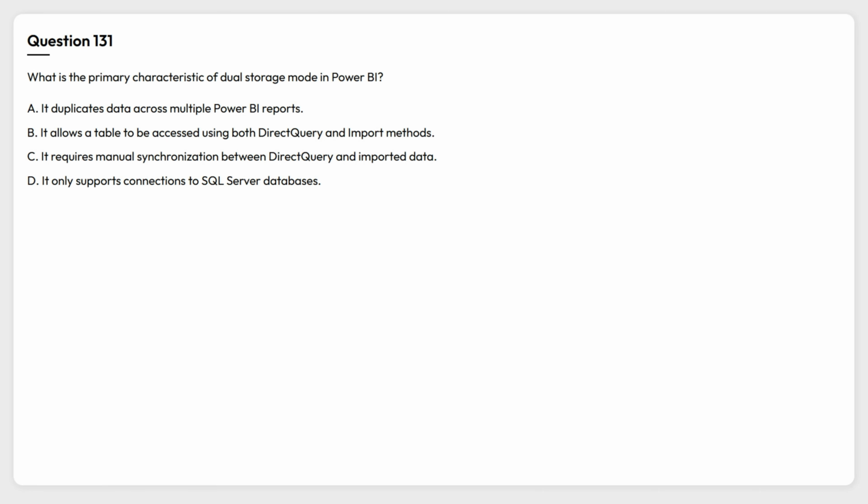Question number 131. What is the primary characteristic of dual storage mode in Power BI? Option A. It duplicates data across multiple Power BI reports. Option B. It allows a table to be accessed using both direct query and import methods.